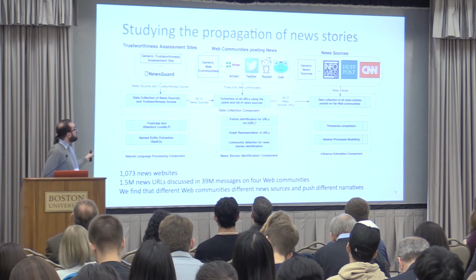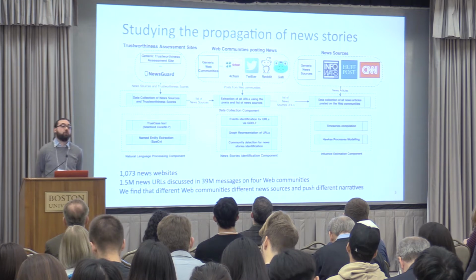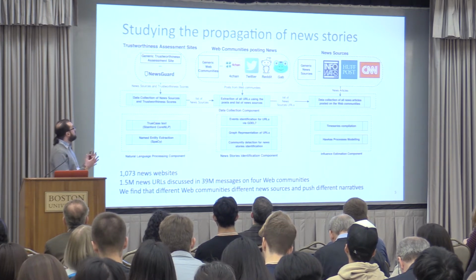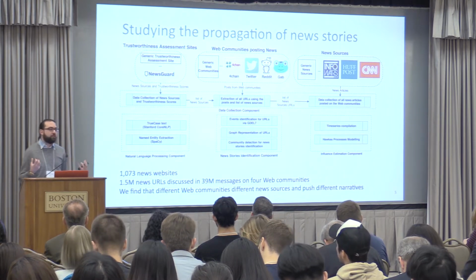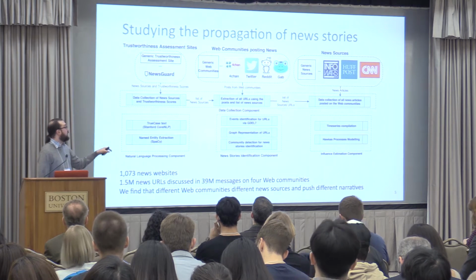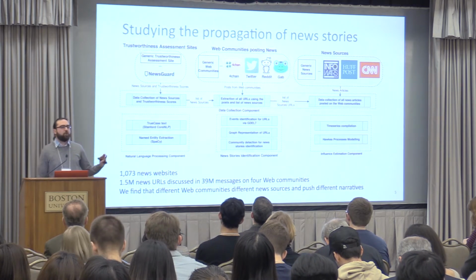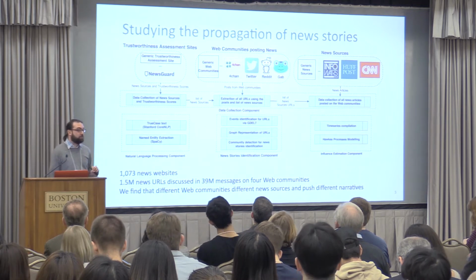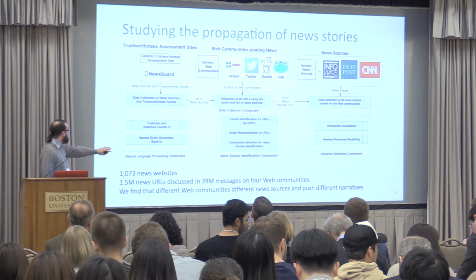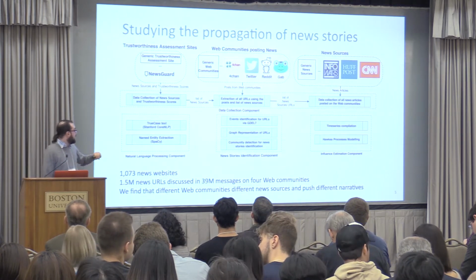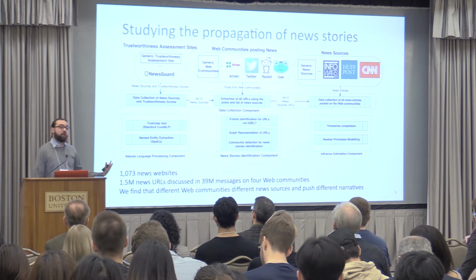So what we did here, we developed a very complex data collection and processing infrastructure. We collect data from a very large number of outlets. We analyze over 1,000 news websites. We collect all the news articles from these websites, and then we look at how links to these websites were shared on different online communities. We look at both mainstream online communities like Twitter and Reddit, as well as more polarized ones like 4chan and Gab, which made the news for essentially driving propaganda over the last few years. Overall, we collect 1.5 million news URLs, and we find 39 million instances of various online services discussing these URLs.